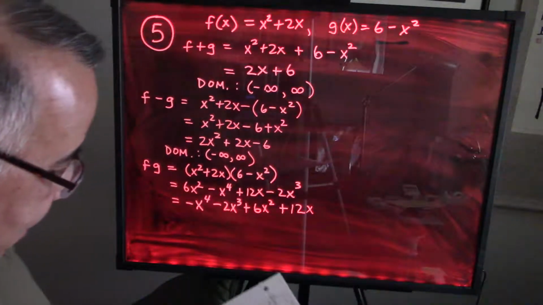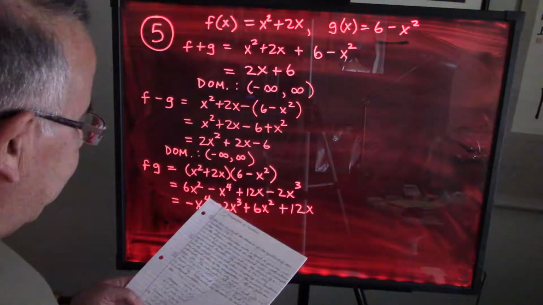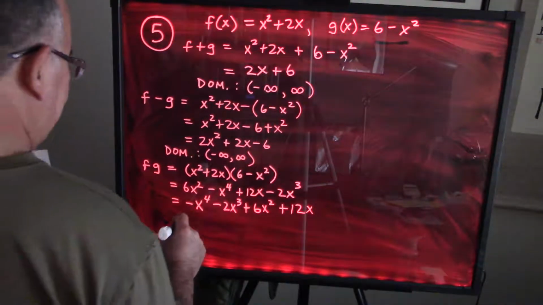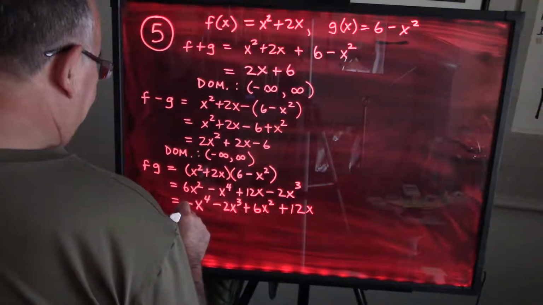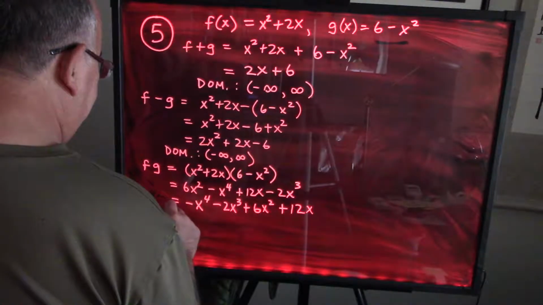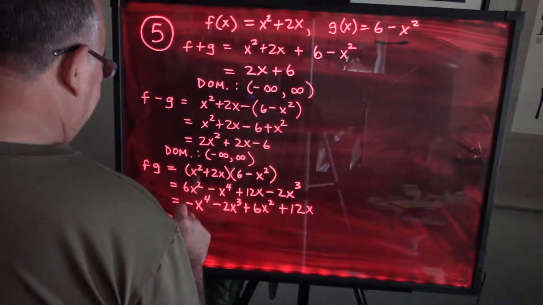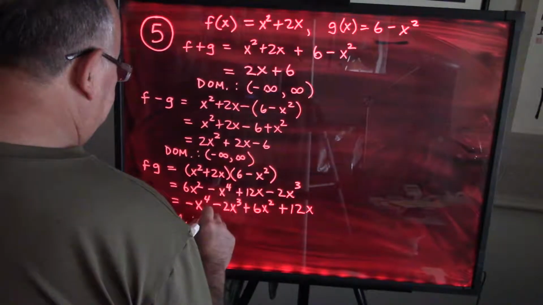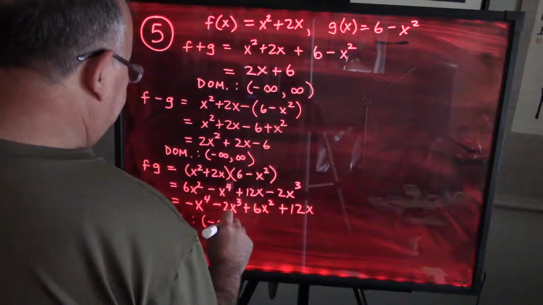Okay, and this is a polynomial function, and all polynomial functions have all real numbers as domain. So the domain is negative infinity to infinity.